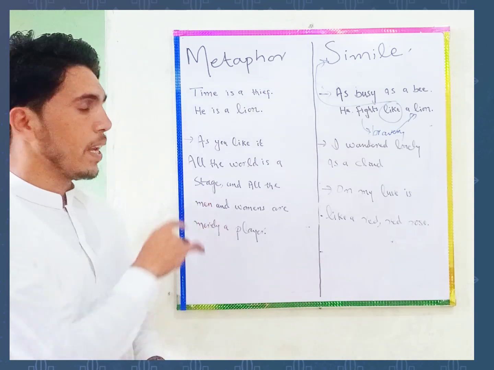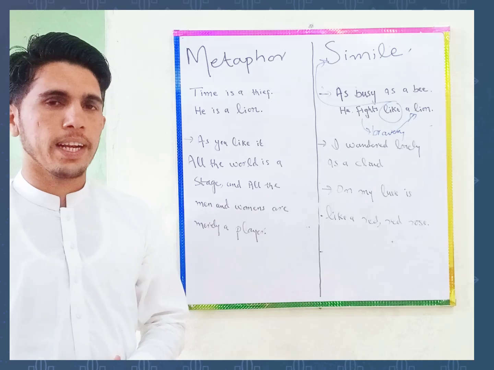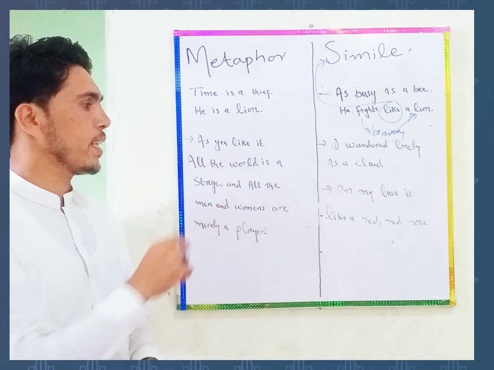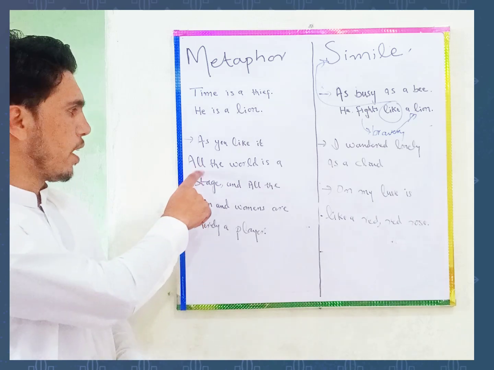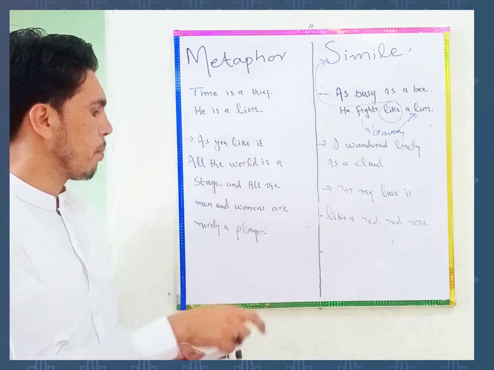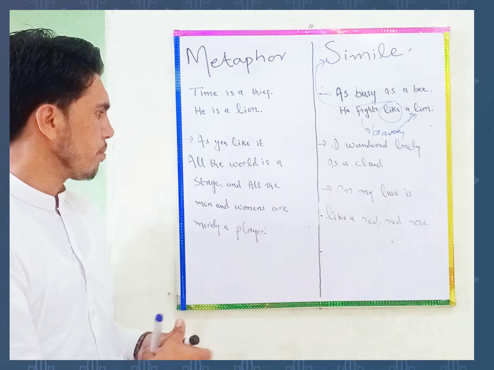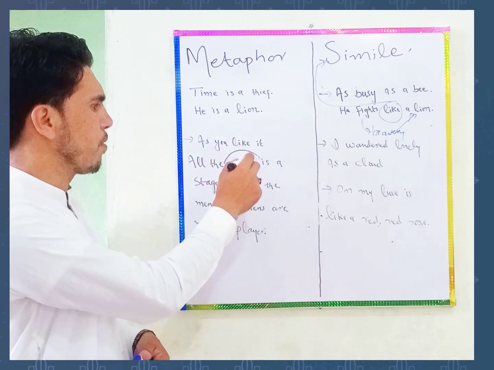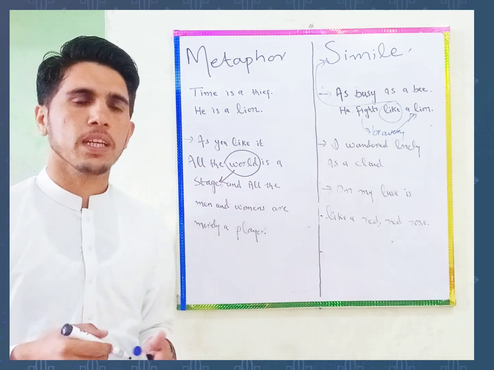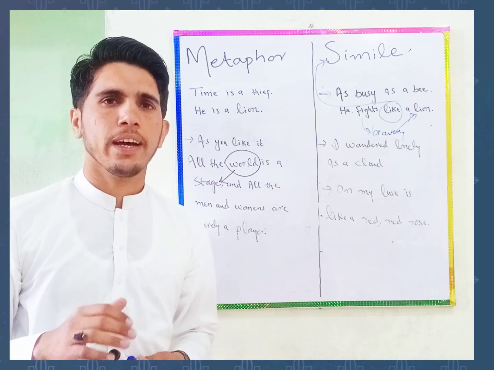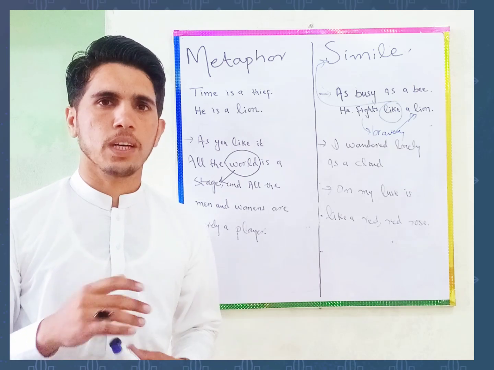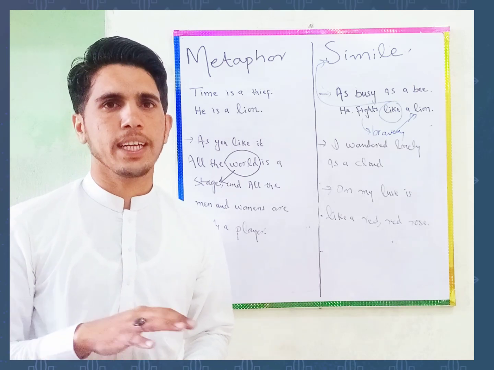A literary example of metaphor is from William Shakespeare's famous play As You Like It. The lines go: all the world is a stage, and all the men and women are merely players. Here life is being compared with a stage. Human life is being compared with a play, where women and men come, they go, they have their exits and entrances.